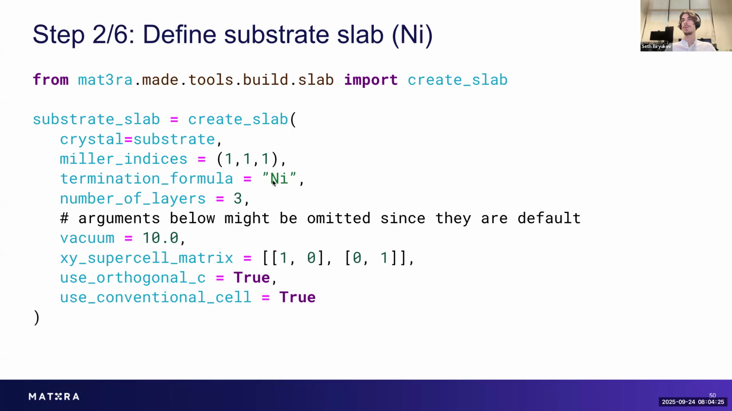Miller indices, termination, formula, although it's not needed because nickel has only one termination number of layers. And then we can see that arguments below are omitted. They can be omitted because they're default. So each function that we have has some sensible defaults for each of the arguments, so you don't need to provide all of them. Usually they'll have something simple, like no interference, so it's just a singular matrix, or it's all orthogonal, etc.